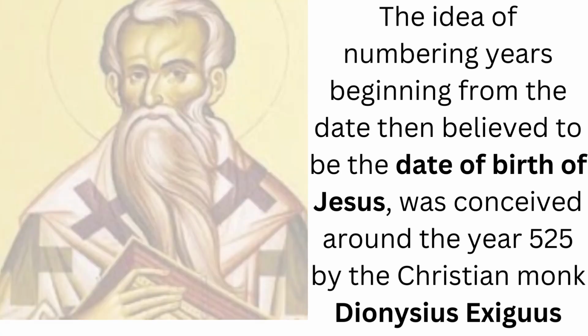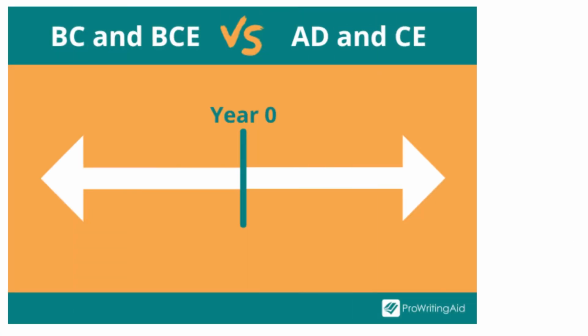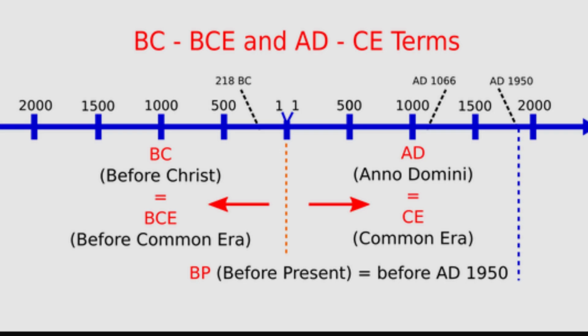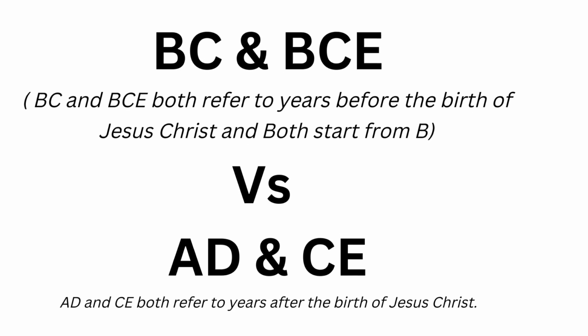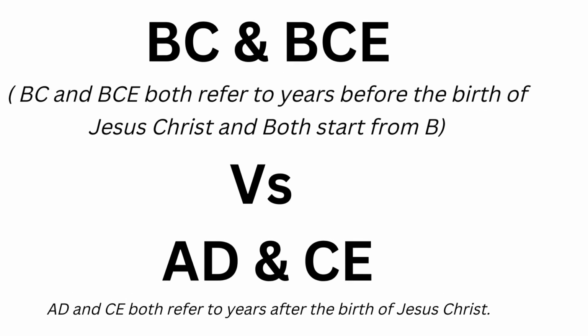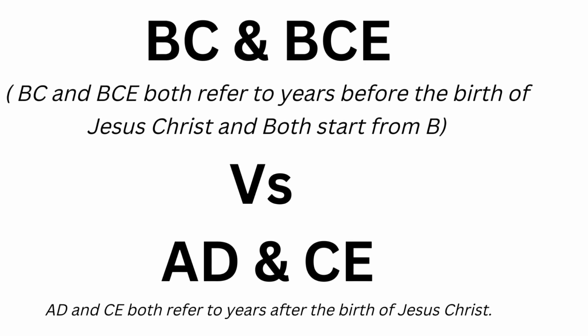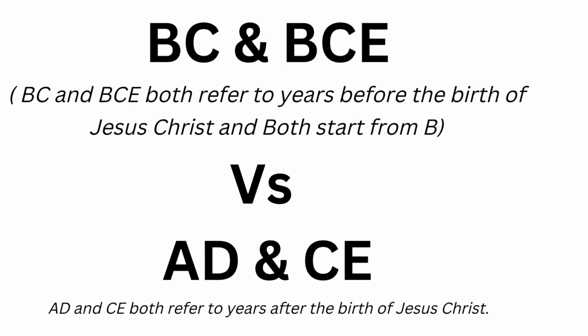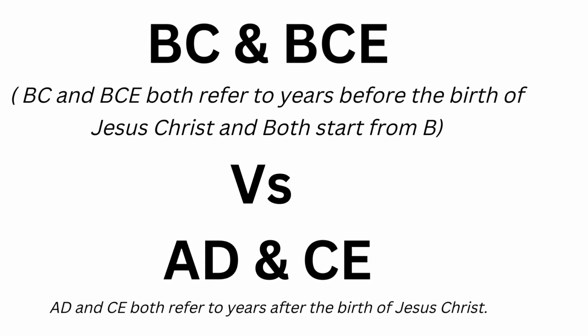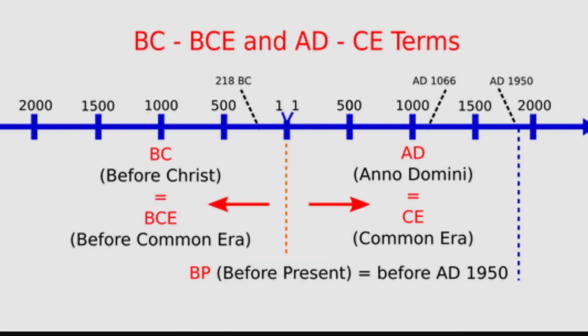as the reference point. So the calendar was devised to count the years after the birth of Jesus Christ and before the birth of Jesus Christ. And it gives us two types of dating years. One is before the birth of Jesus, in which we count years backwards, and the second is after the birth of Jesus, in which we count years forwards.